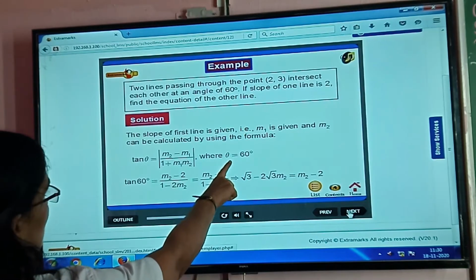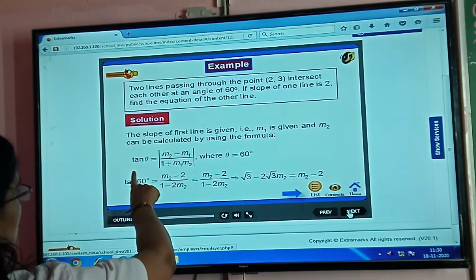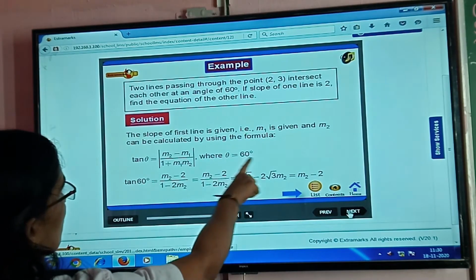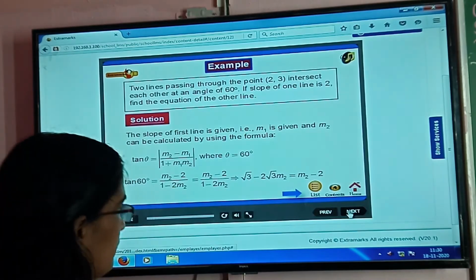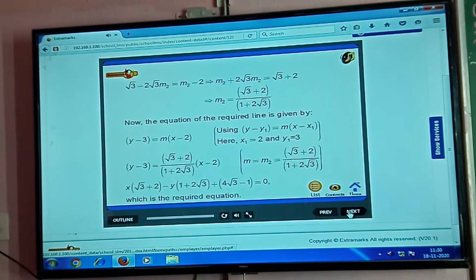So we have theta equal to 60 degrees, given. So tan theta is equal to tan 60 degrees. From this we can find the second slope. On solving the equation so obtained, we get the value of m2 as shown here. Now, the equation of the required line is given by the formula here. On simplifying the above equation, we get the required equation of line.